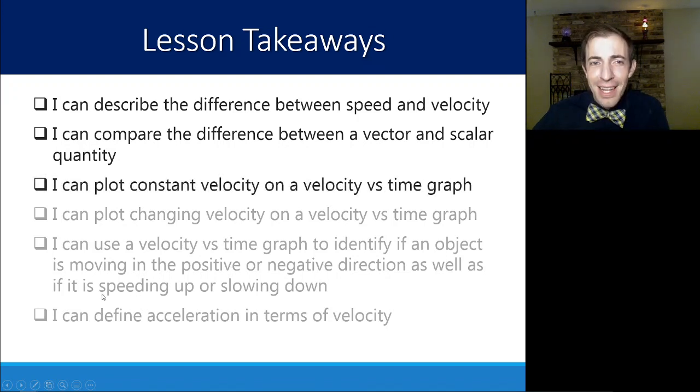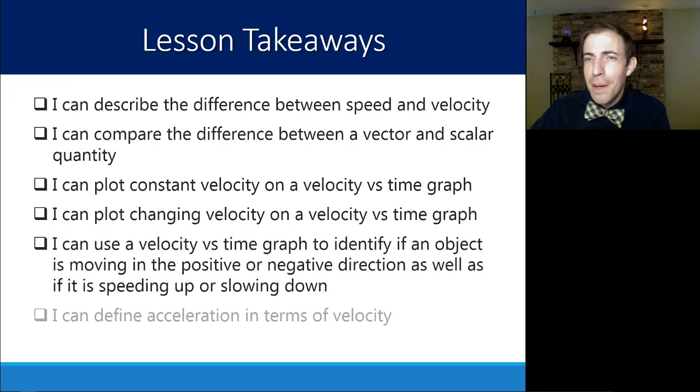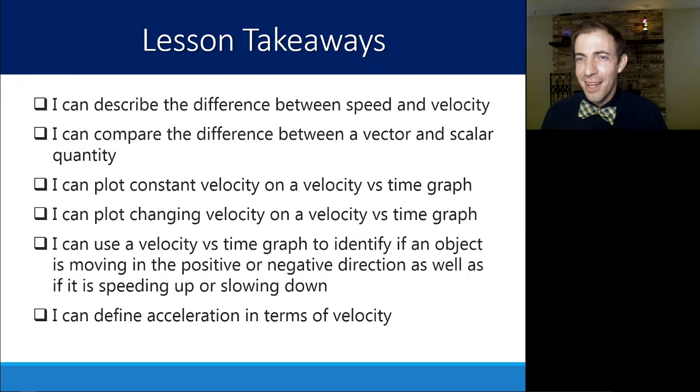You should be comfortable plotting constant velocity on a velocity versus time graph, as well as changing velocity, something that's accelerating, speeding up, or slowing down. You should be able to use velocity versus time to identify if it's speeding up, slowing down, or positive or negative direction. And then you should be able to define acceleration in terms of velocity. In our next lesson, we're going to look at different ways that you can use these graphs to calculate other things and start putting numbers to all of it. But for right now, you should be very familiar with just describing the motion from one of these graphs.